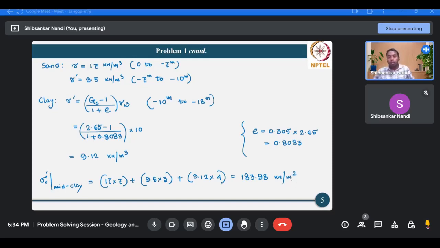So for this problem, we have calculated the initial effective overburden pressure in a very straightforward fashion. However, you can calculate it from the very fundamentals. You can first calculate the total stress at that point, then calculate the pore water pressure at that point, and subtract the pore water pressure from the total stress to evaluate the effective stress at that point. That's a little bit time consuming, but even if you follow that approach, you should end up with the same result.